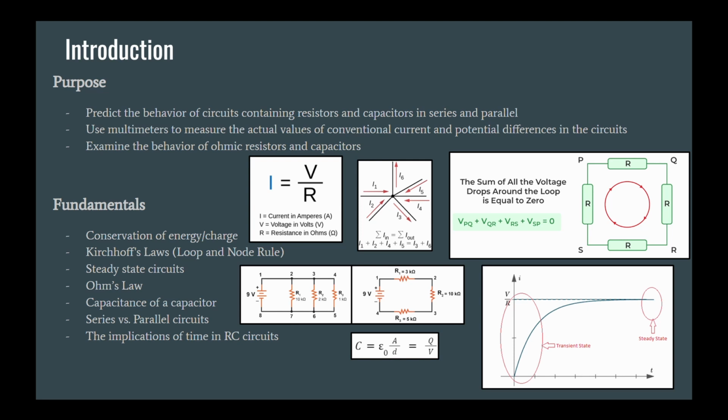The fundamentals at play here are the conservation of energy and charge, Kirchhoff's laws, which are the loop and node rule, which you can see in the middle right, where the round trip potential difference is always going to be equal to 0, and any current going in and out of a node has to be equal to each other. We have to talk about steady state circuits, which we'll be talking about later. Ohm's law, which is V equals IR. Capacitance of a capacitor, which is C equals Q over V. The difference between series and parallel circuits, and the implications of time in RC circuits.